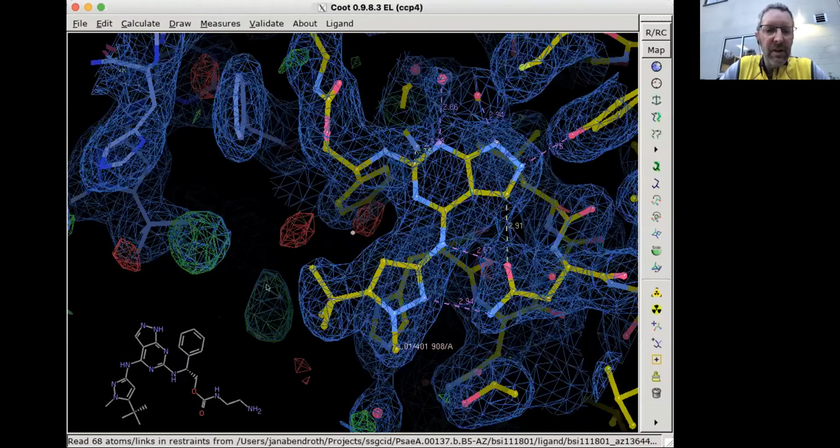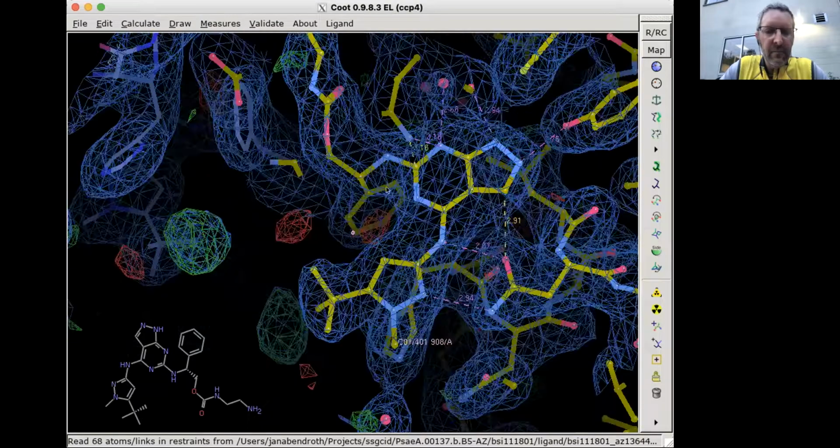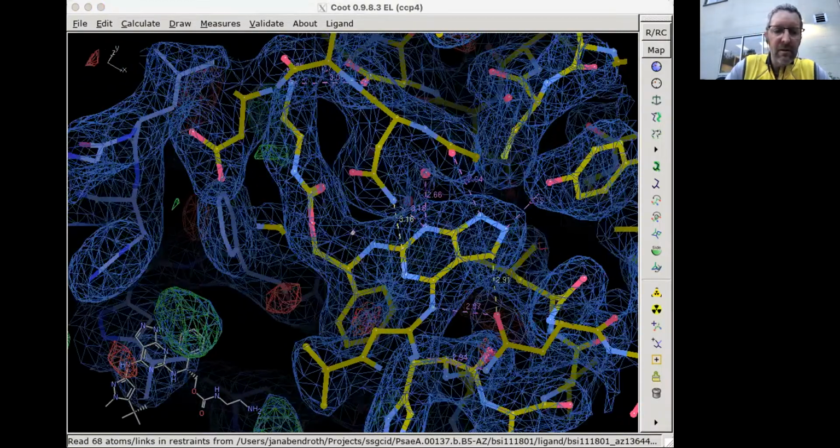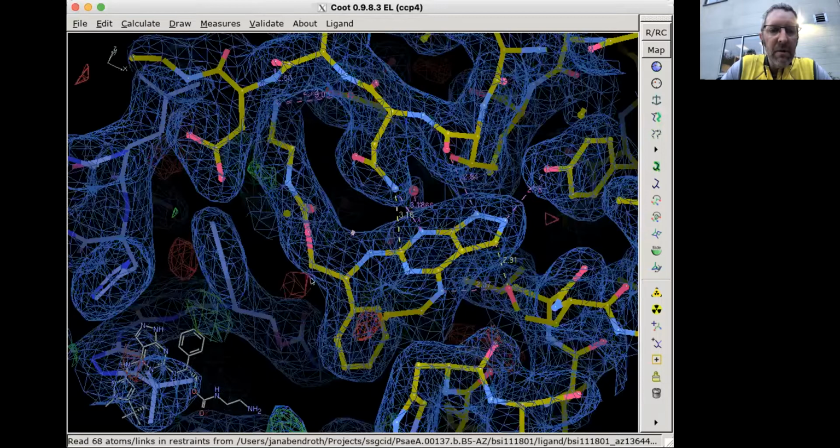Oh, sure. Yeah, please go. So I got a new structure of MurC with this AstraZeneca compound here. That was just collected a week ago, and let me just double check. This is AZ1364498. And we got reasonably good data.